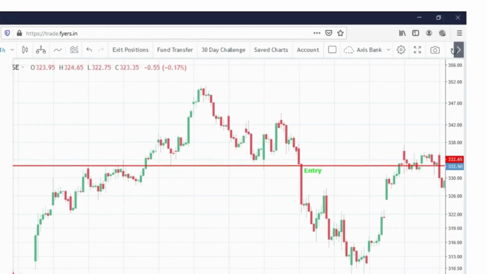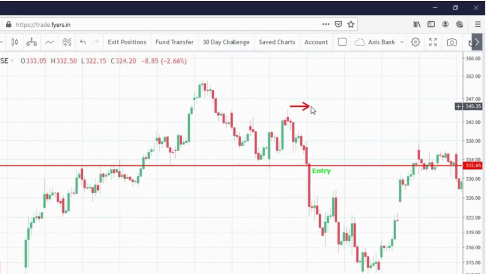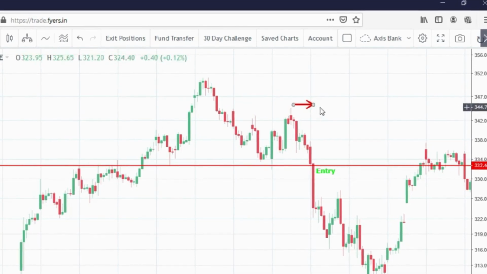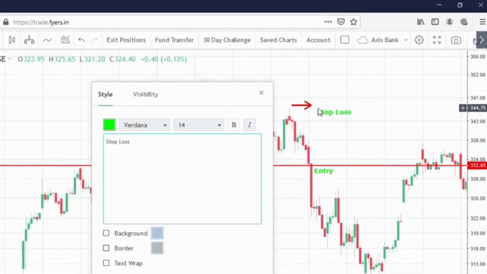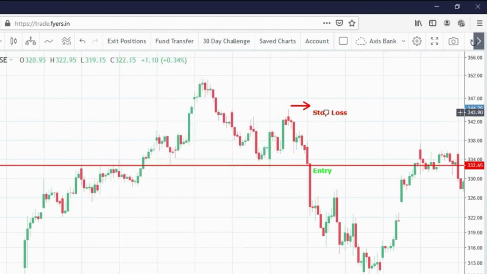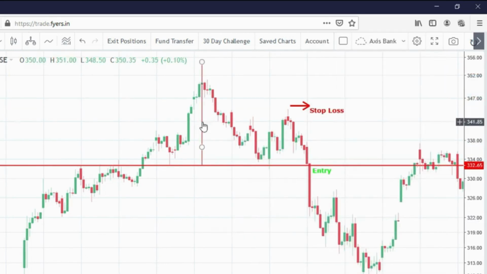Stop loss and target. Stop loss, place it a few pips above the right shoulder. If price closes above this level, it may signal that the uptrend is continuing. Target, measure the height from the top of the head down to the neckline. Copy this distance, and project it downward from the neckline breakout point. The level it points to becomes your target.